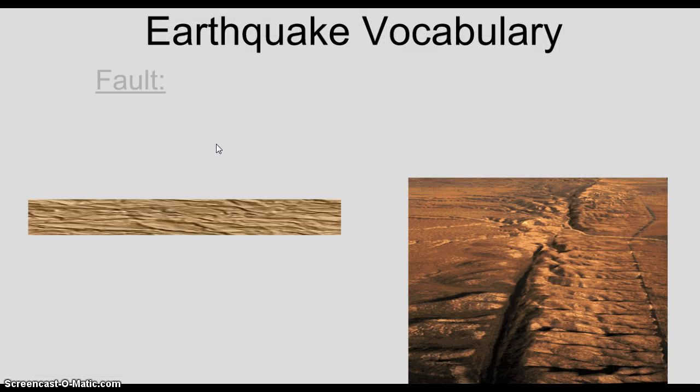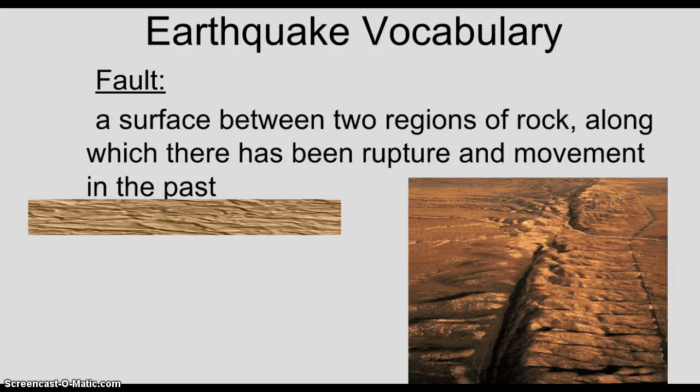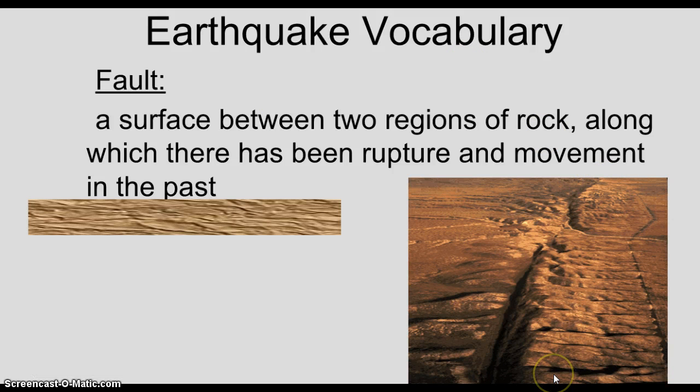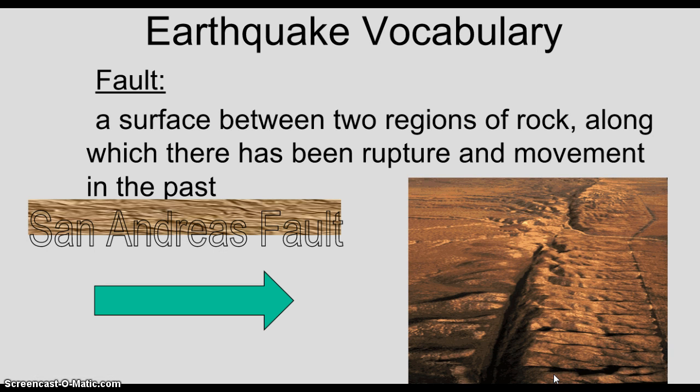Some vocabulary we should know is first a fault, and a fault is just the surface between two regions of rock along which there's been a rupture and movement in the past. The picture to the right is of the San Andreas Fault, and that's probably the most famous fault here in the United States. And for those of you who learned about mountains last week, mountains are often built as a result of faults, but sometimes they're a result of folding, which is when there's bending in the rock but not a break.